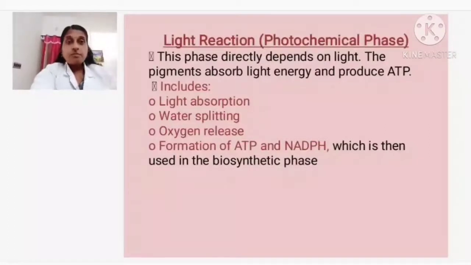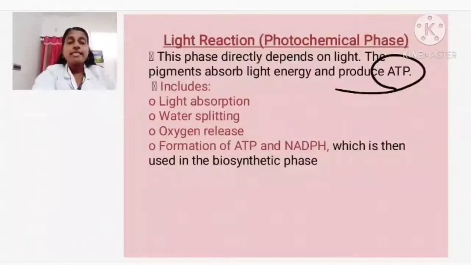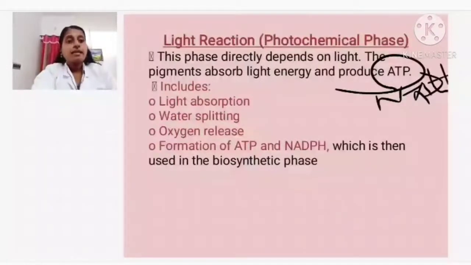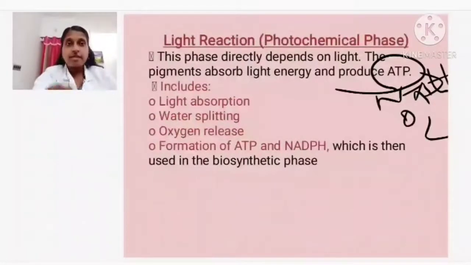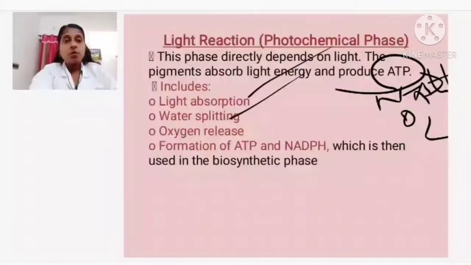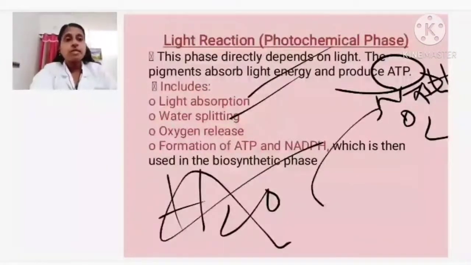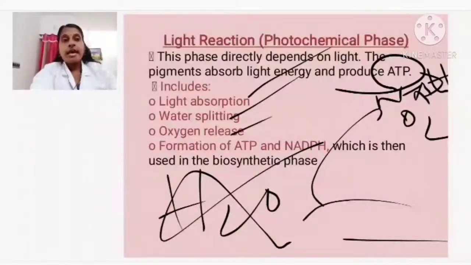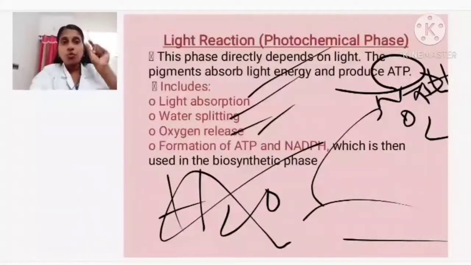So this phase, basically speaking, depends upon light, and the pigments absorb light energy and produce ATP, NADPH, and they also release oxygen. That is what is taking place in the light reaction. So it includes light absorption. Light is absorbed, water is split, it is broken up into different components. Oxygen is released and ATP and NADPH2 are produced. So this is the main importance of the light reaction.